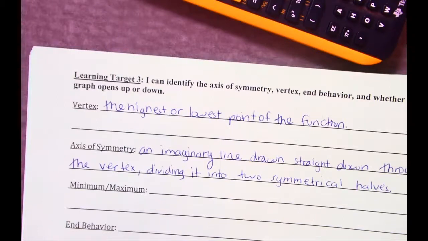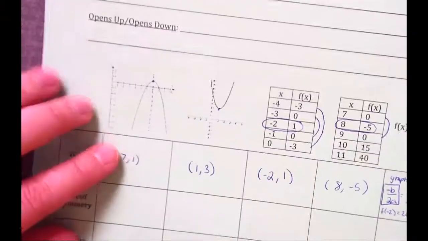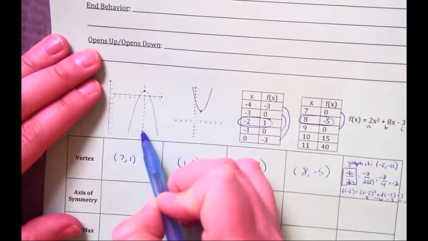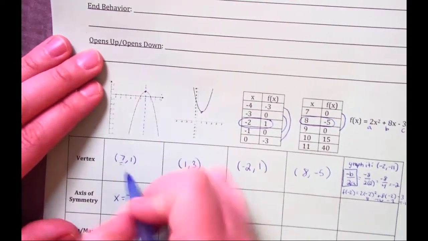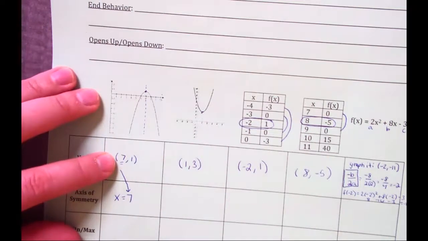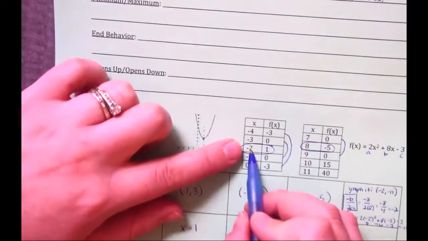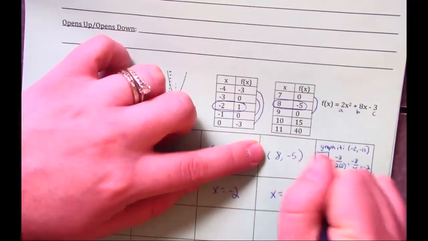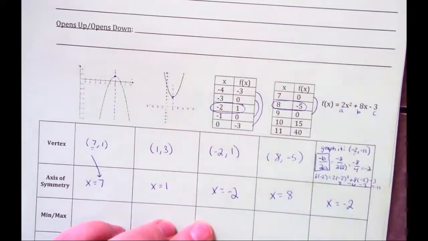So here, the axis of symmetry is going to go right down through there at the value x equals 7. Okay, this line right here, right up and down through the vertex at x equals 7. So the equation is going to be x equals 7. It's the x-coordinate of the vertex. Here, it would be x equals 1. Here's the x-coordinate of my vertex, so it'll be x equals -2. Here, x equals 8. And then x equals -2.